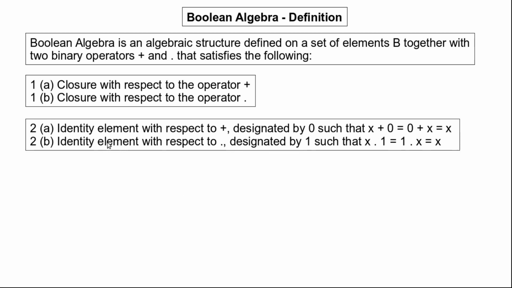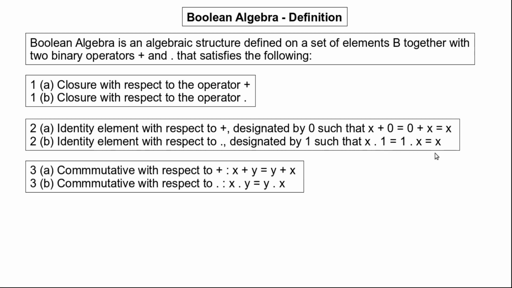Similarly, we will need an identity element with respect to dot. The symbol that we will use to represent an identity element with respect to dot is 1. So if an element is an identity element with respect to dot, it will satisfy the condition that x dot 1 will be equal to x. The third condition that needs to be satisfied is the commutative property.